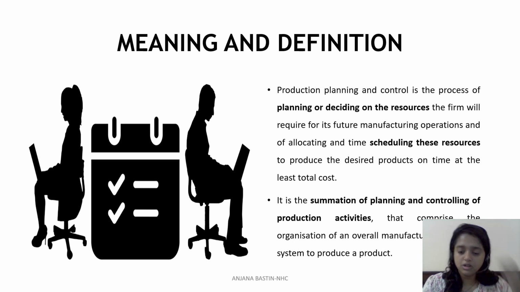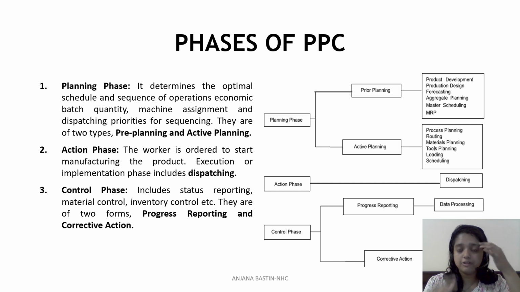So let's move on. We learn about different phases of PPC. The entire function can be divided into three main phases. The first one is the planning phase, the second is the action phase, and the third is the control phase. So you have got the chart which lists out most of the things. If you can't see a few of them, the slide will be shared.